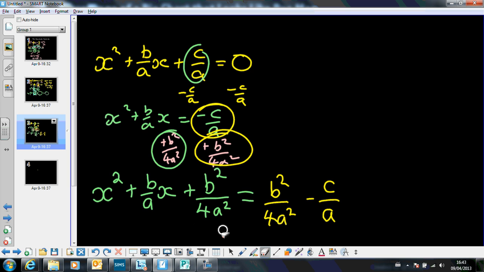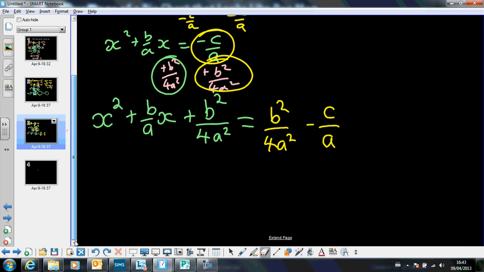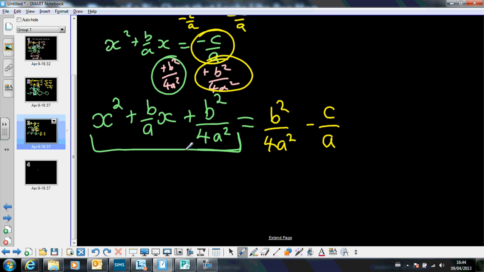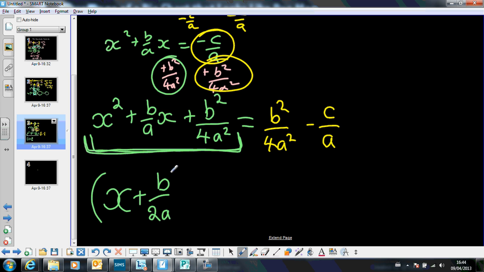Now it's easy to lose track of why we're doing all of this. But remember that the whole point is that this left-hand side is now a nice perfect square. Remember, we had it written out before. x plus b over 2a all squared will give me that green side. If you want to square that out, just to double check and do something to simplify, by all means go ahead. So the green side, that nice perfect square.